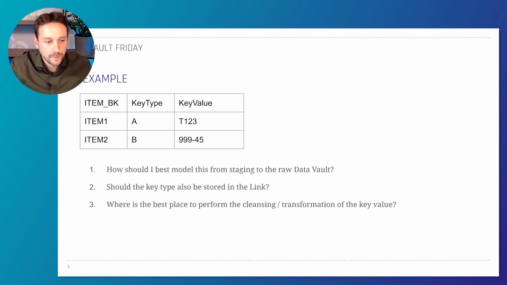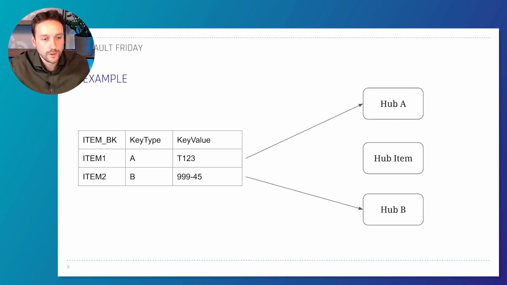3 questions. Let me start with the first one. Actually, what we want to achieve is of course the item business key. That's straightforward. It should be loaded into the hub item. And then we got 2 other hubs, hub A and hub B. The first row with the key type A should be loaded into hub A, and with the key type B, it should be loaded into hub B.